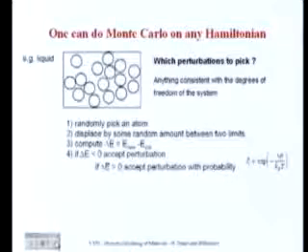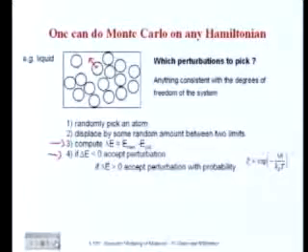Okay. So which perturbations would you pick? Again, anything that's consistent with the degrees of freedom of your ensemble is fine. So here, an obvious way to do this would be, you pick an atom, and you then pick a random displacement vector. So you say, I'm going to pick a random displacement vector, and that's my perturbation. I calculate the energy. If it goes down, I accept. If it doesn't, I don't accept.